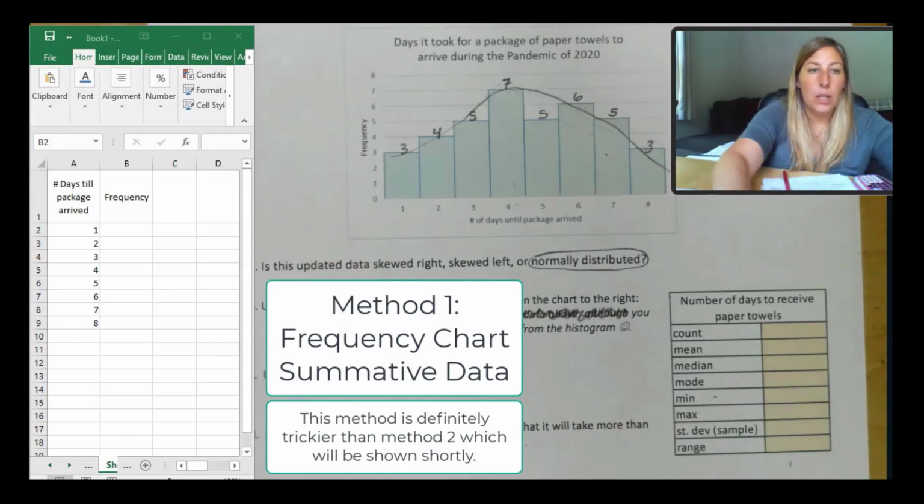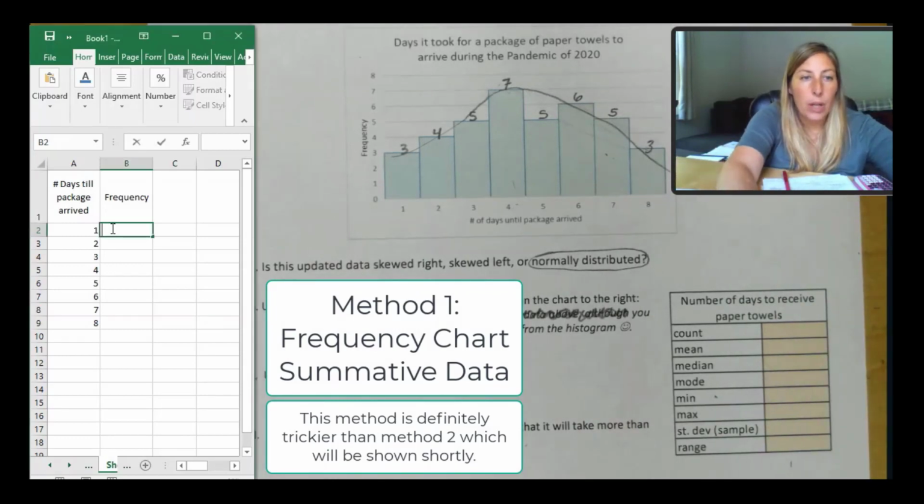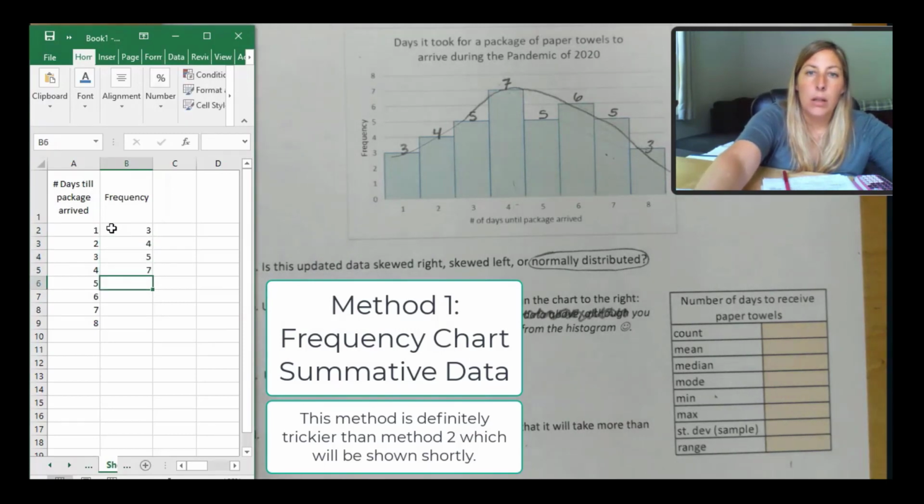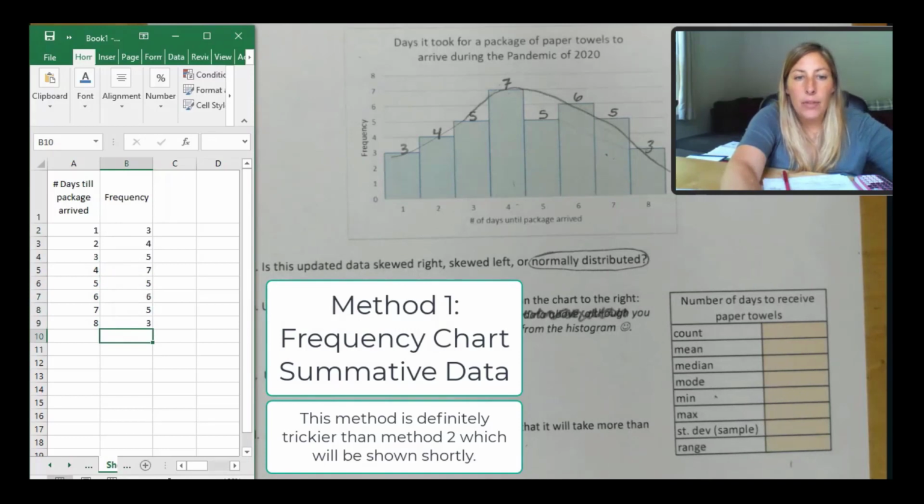Now I can put those into the frequency chart if I want. Now that I have that information, is that easy for me to go ahead and calculate all of these things? Let's find out.